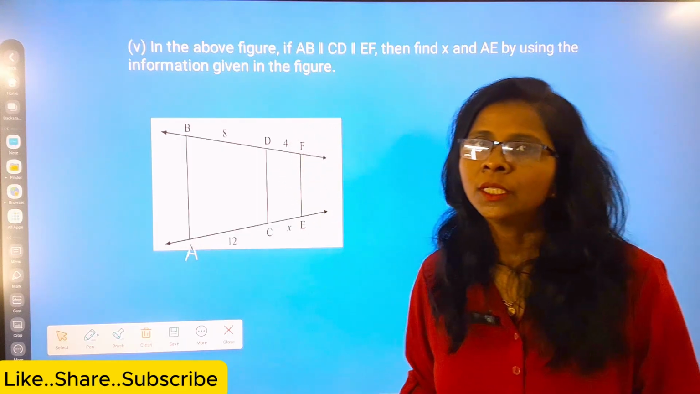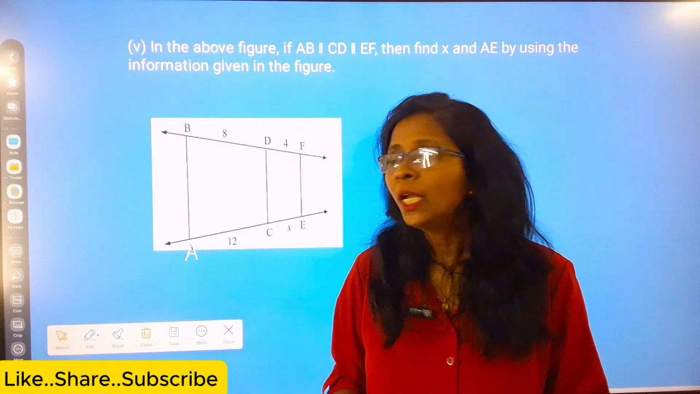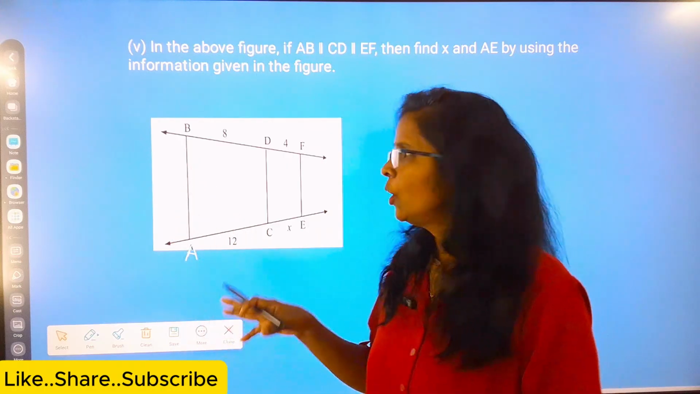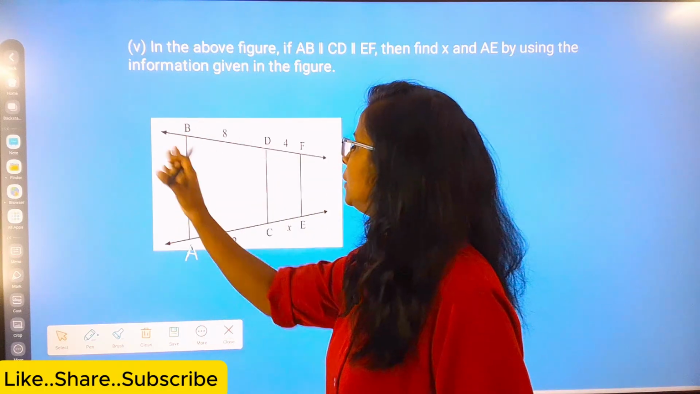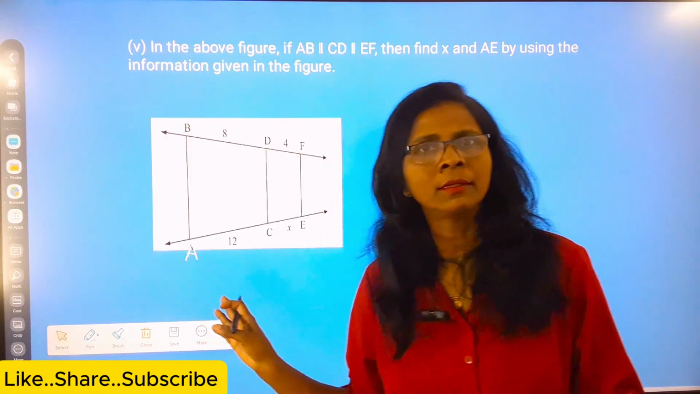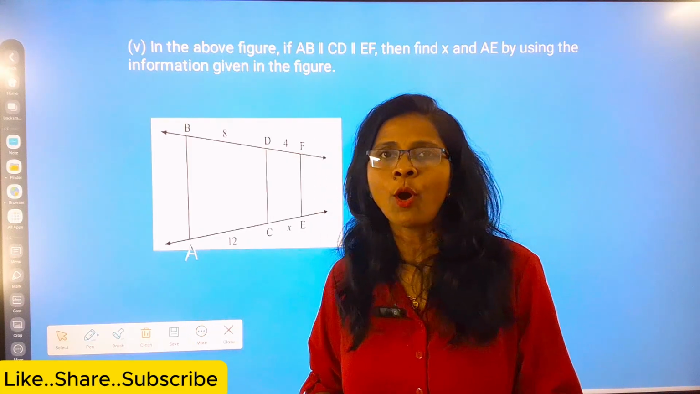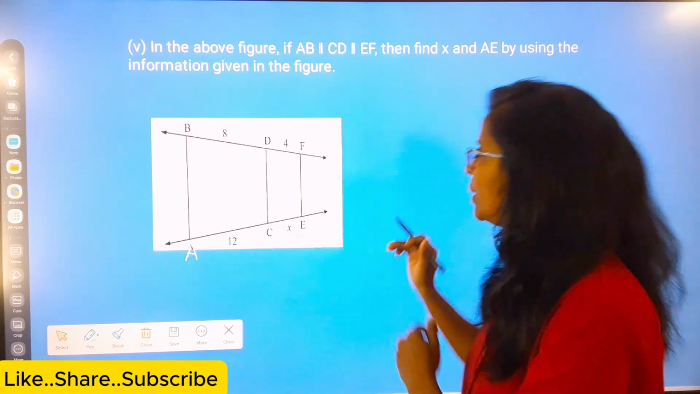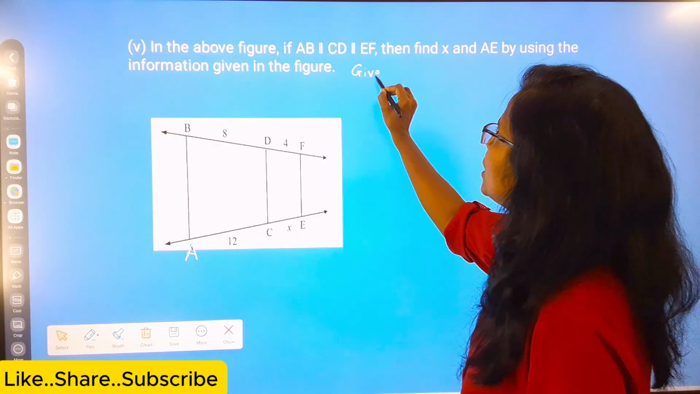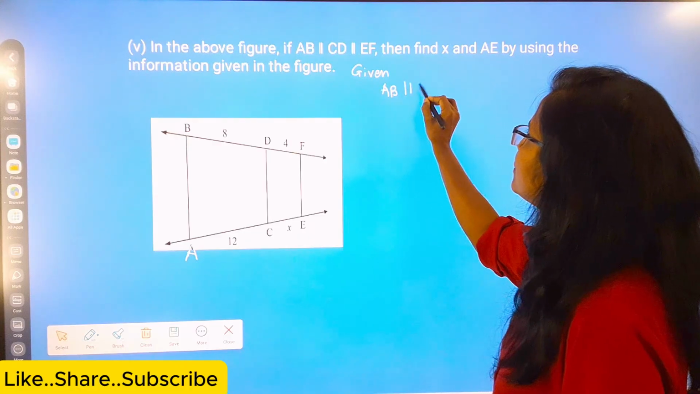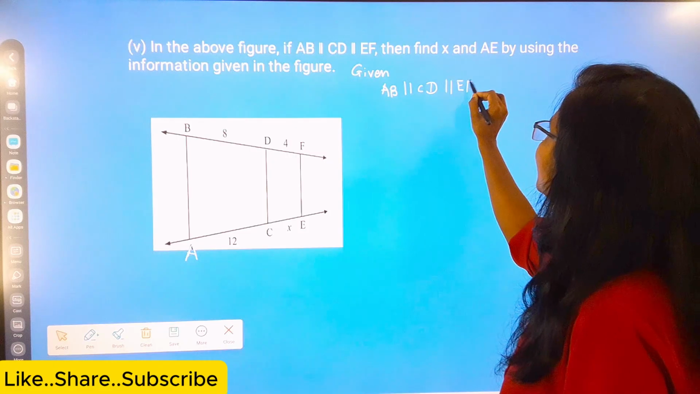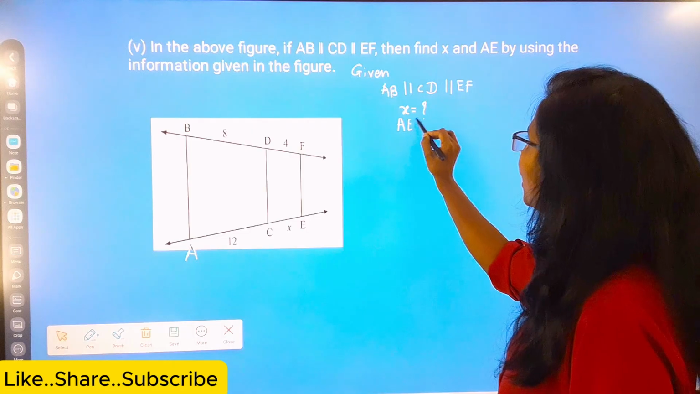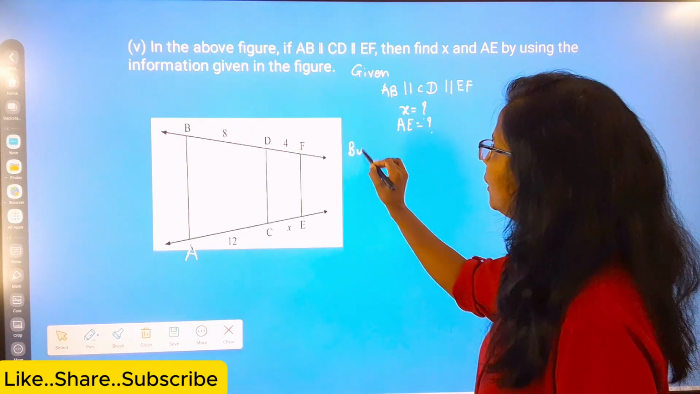Now which theorem, which property do we use here? See, these line segments are parallel to each other, and these are the transversals. So here we use the property of three parallel lines and two transversals. So first we write down the given. Given is AB parallel CD parallel EF, and then we have to find X and the AE.